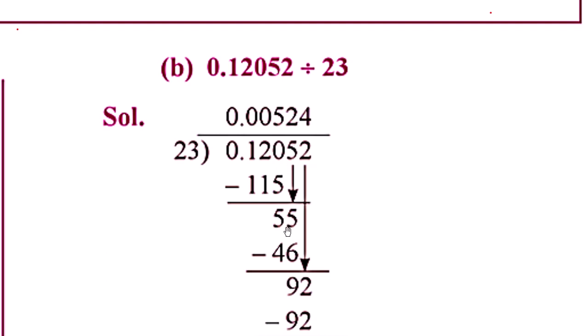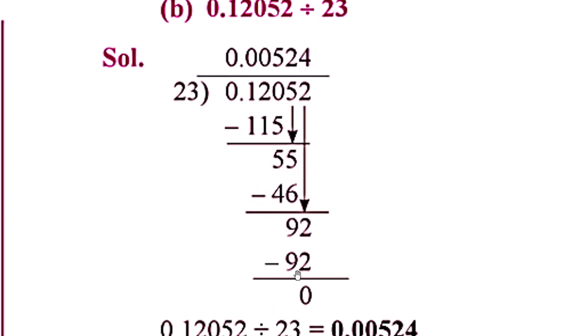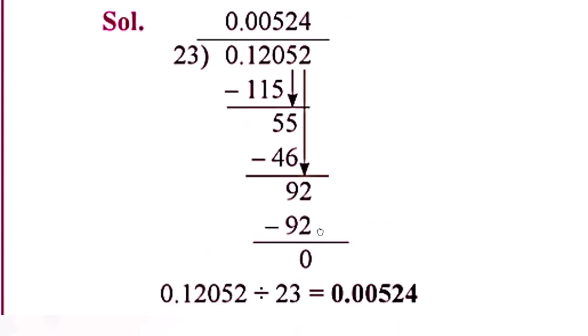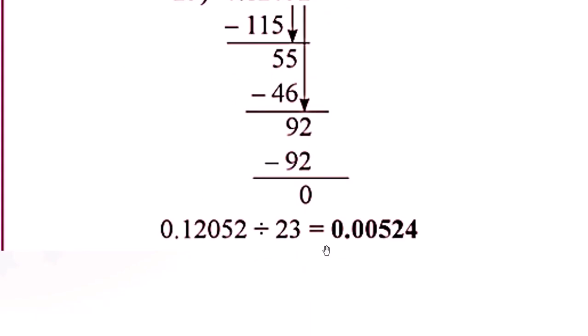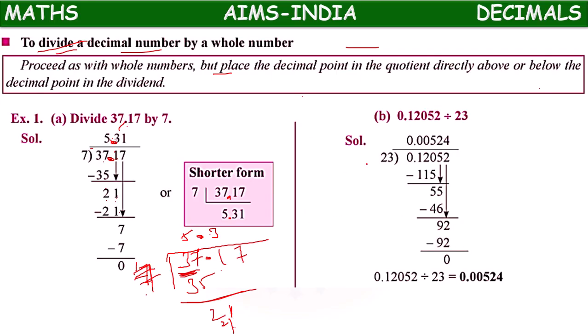Next number 5 we can take down. 23 2 times, 46. 9 is remaining. Next 2 we can carry down. 23 4 times, 92, 0. So what is the answer, children? 0.00524. Like that you can divide. Like this you can divide a decimal number by any whole number other than 10 or powers of 10.